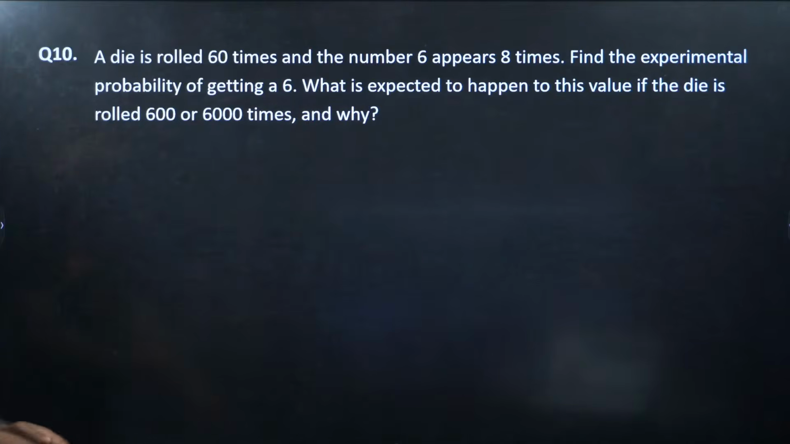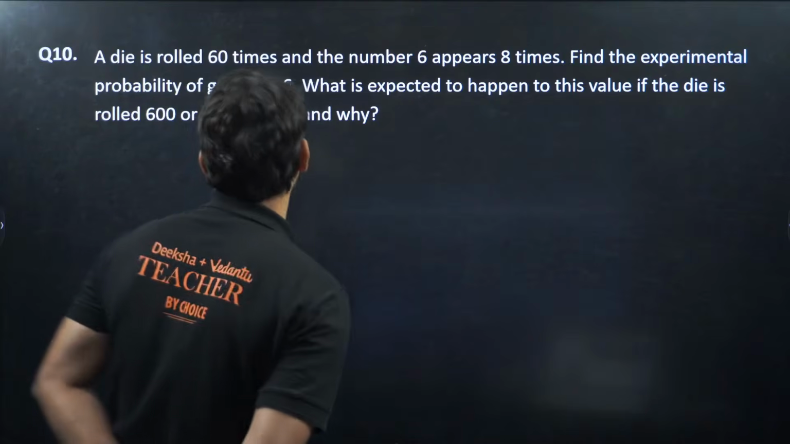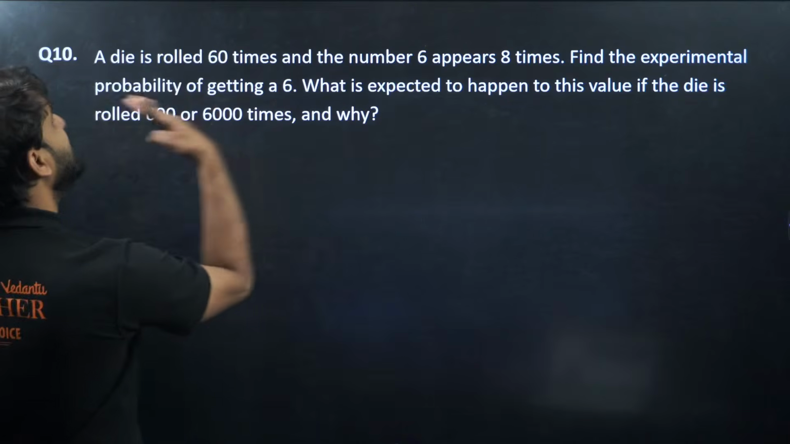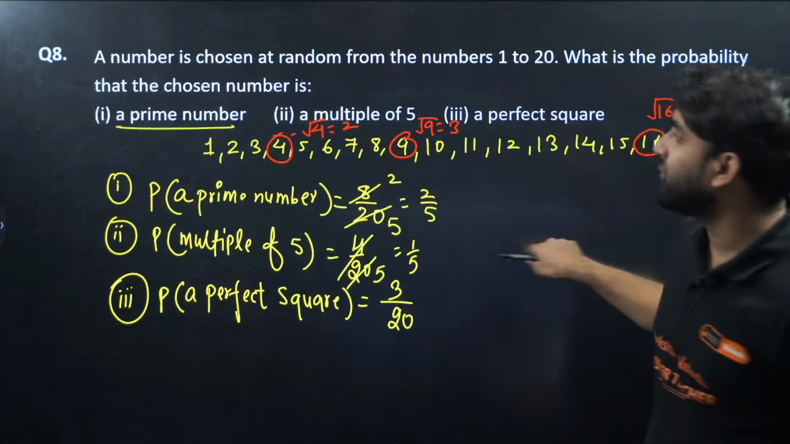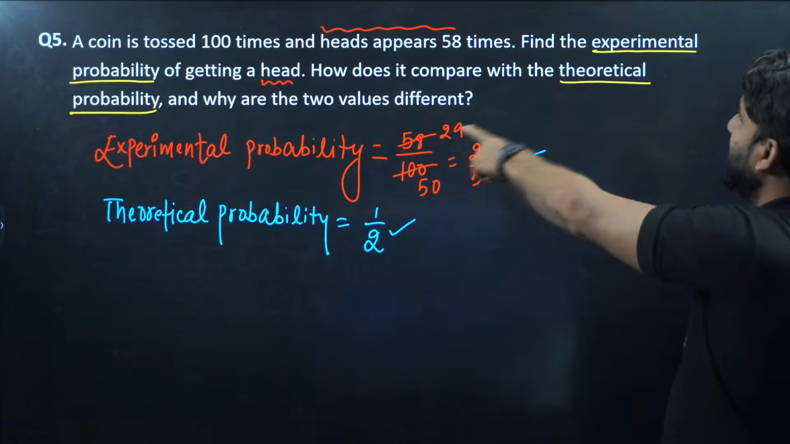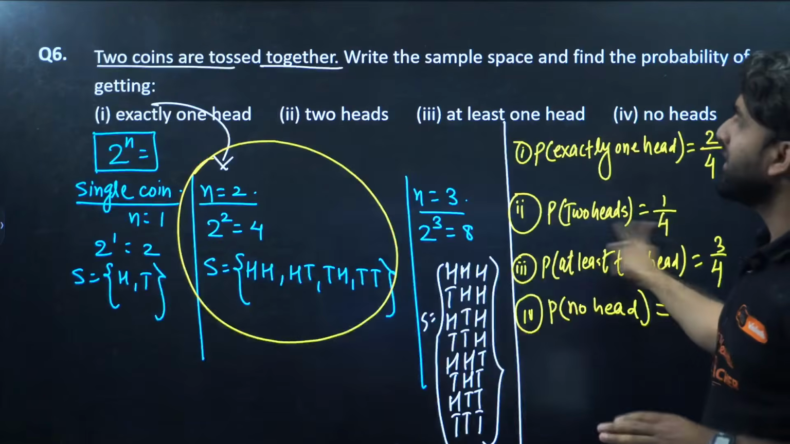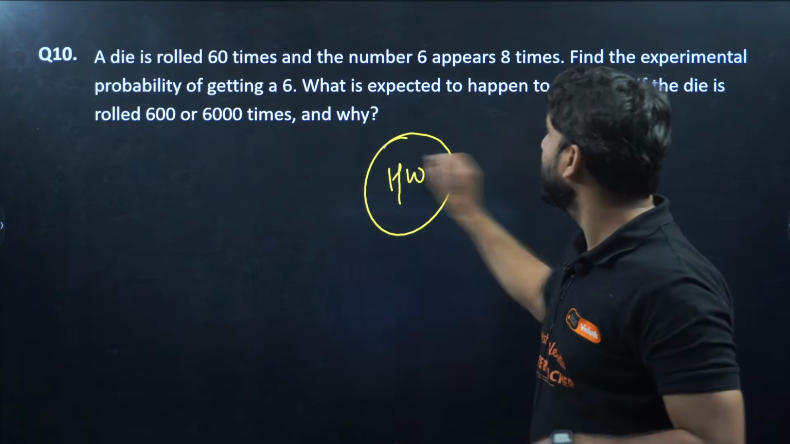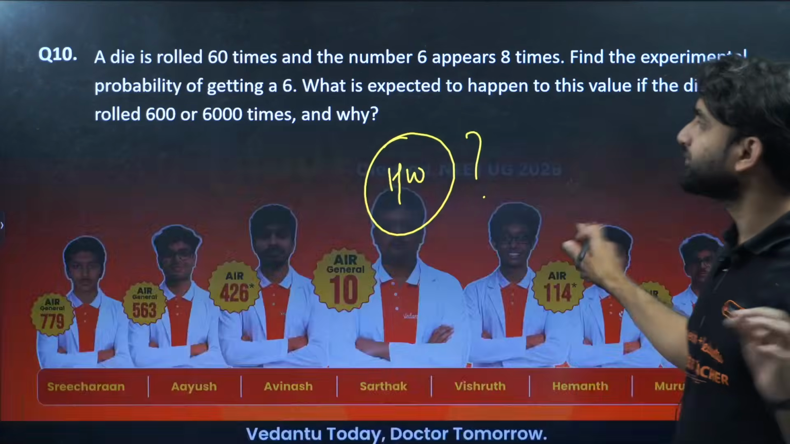Question number 10. A die is rolled 60 times and the number 6 appears 8 times. Find the experimental probability of getting a 6. Very easy question. I have already solved such a question here, the difference between experimental probability and theoretical probability. Now I'm giving you this question for you to solve. This is homework for you everyone. Solve this question and please let me know the answer of both. Okay.